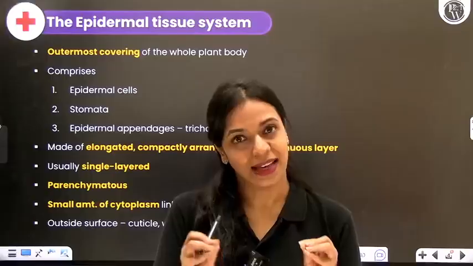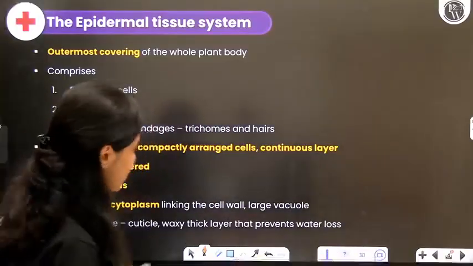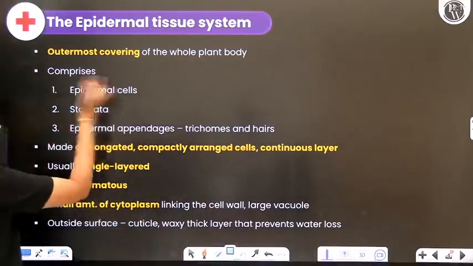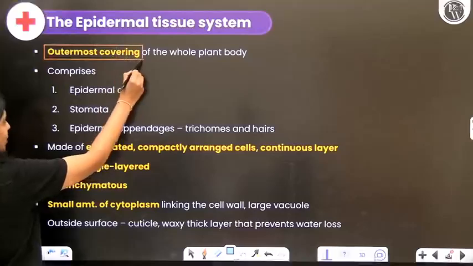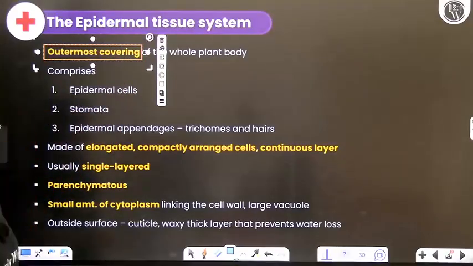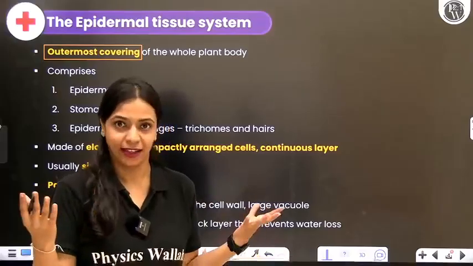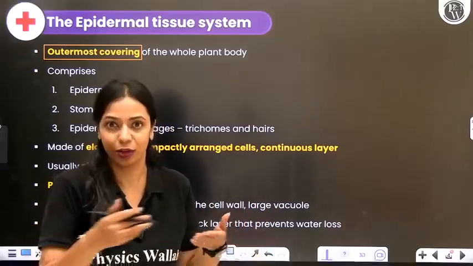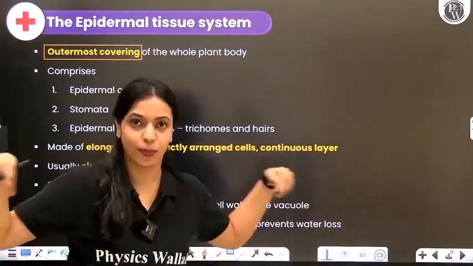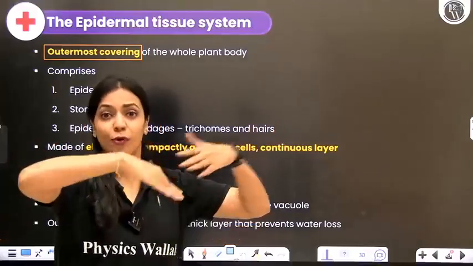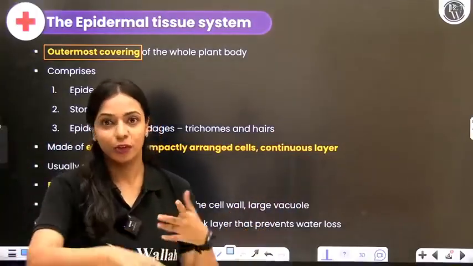So basically, as the name itself indicates, epidermal tissue is the outermost covering of all plant parts from the root, stem, leaves, flower, fruit, everywhere epidermis is the outermost layer. Think about outermost layer of anything. It could be the outermost layer of your house. It could be the compound wall of your house, or it could be the fort wall in a palace, or it could be our skin.